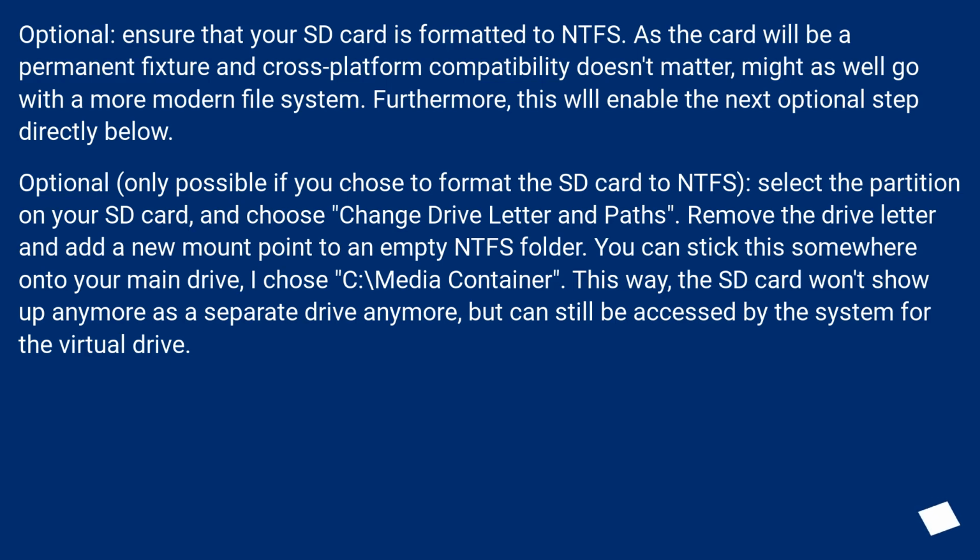Optional, only possible if you chose to format the SD card to NTFS, select the partition on your SD card, and choose Change Drive Letter and Paths. Remove the drive letter and add a new mount point to an empty NTFS folder. You can stick this somewhere onto your main drive. I chose C:\. This way, the SD card won't show up as a separate drive anymore, but can still be accessed by the system for the virtual drive.